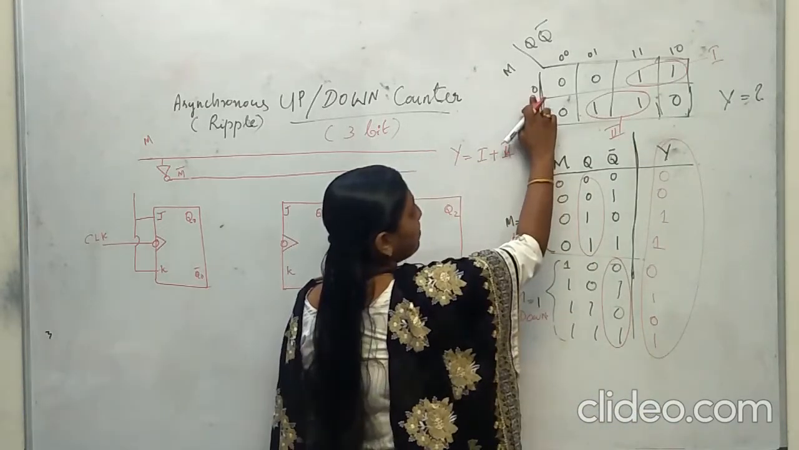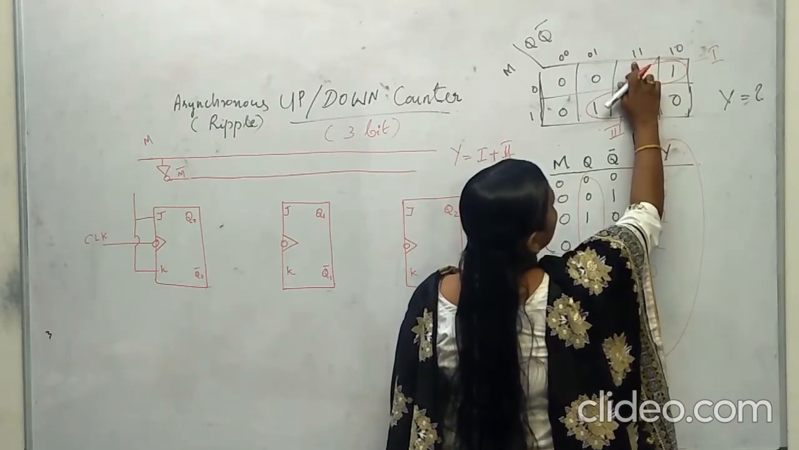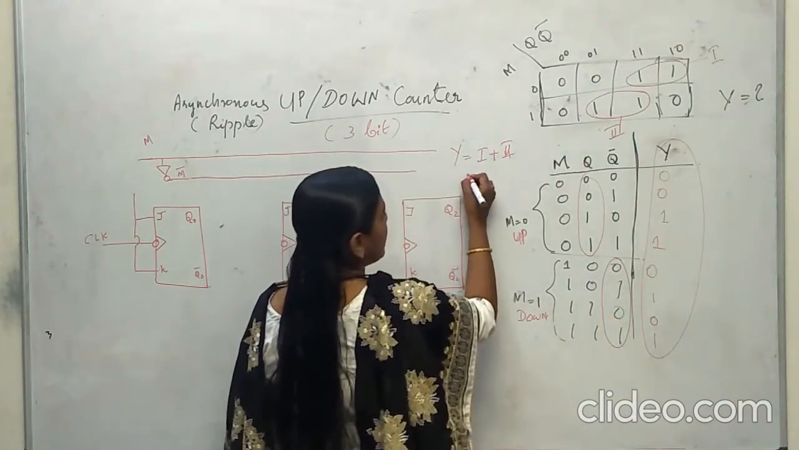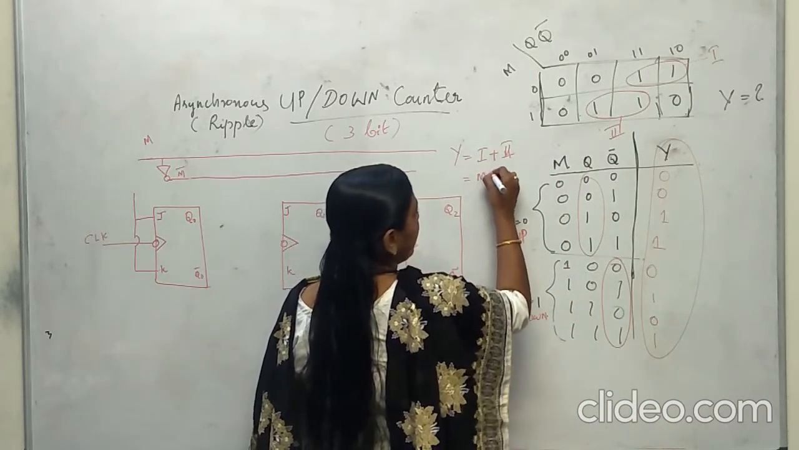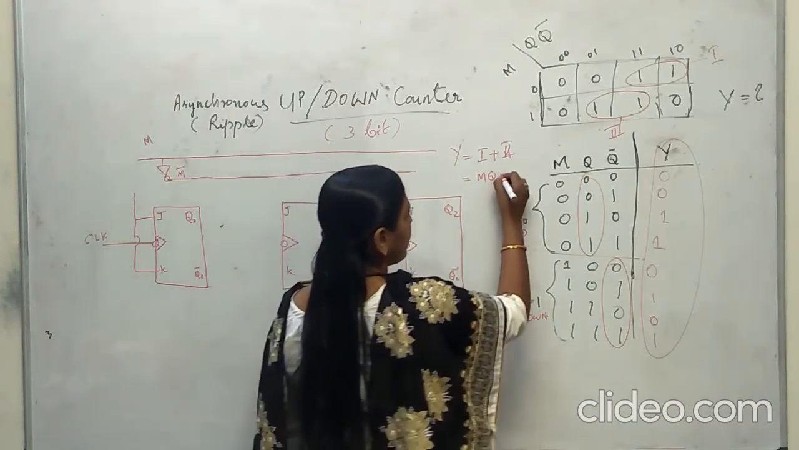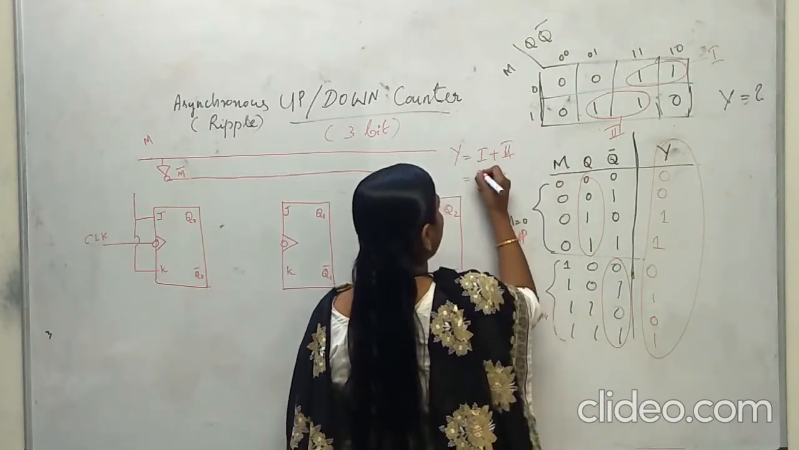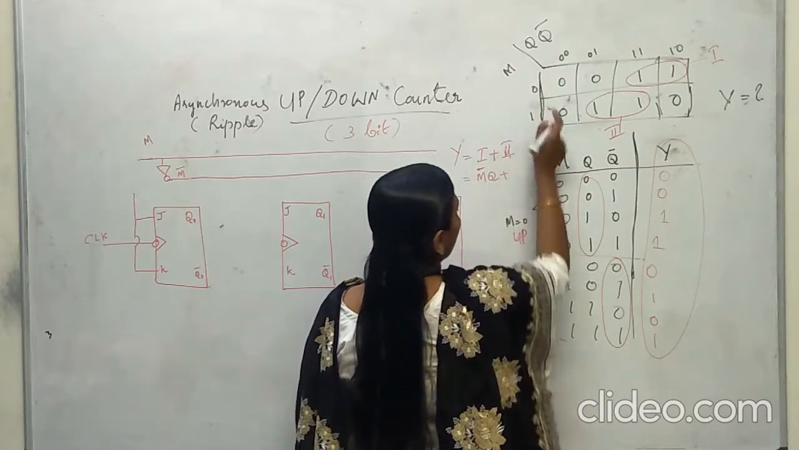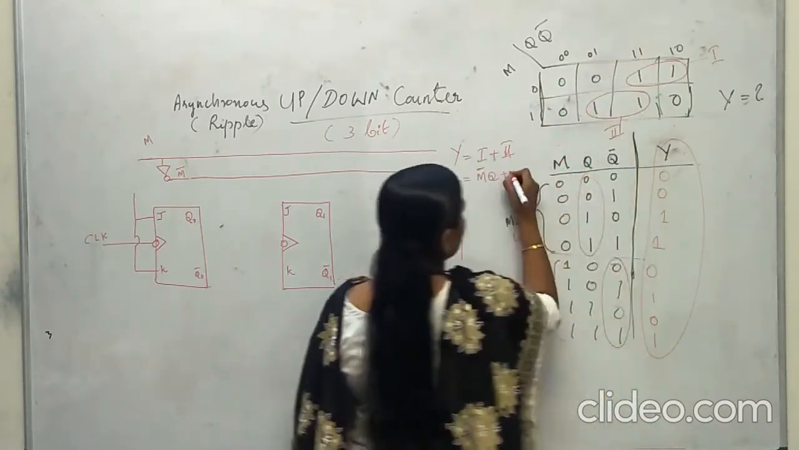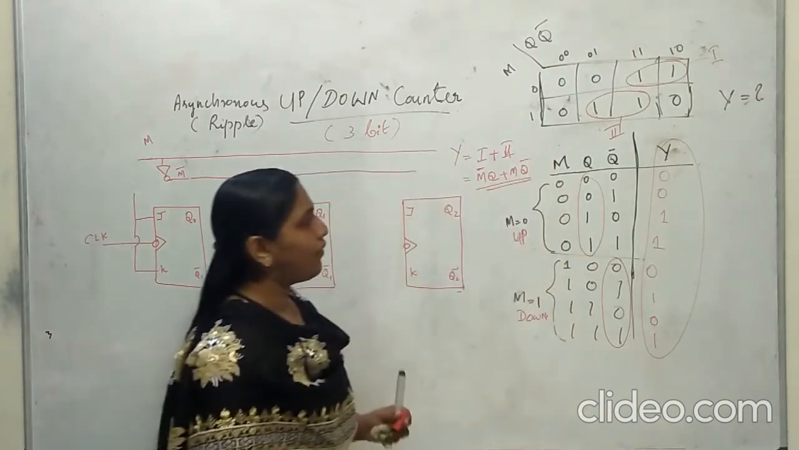This is nothing but M0, and when you are taking Q and Q bar, Q is Y, right? So it is nothing but MQ, right? MQ. Or what is next? This is M bar Q. This is M bar 0. Okay, M bar Q. Then what is the second term? M, this is Q bar. So M Q bar. So this is the equation for Y.